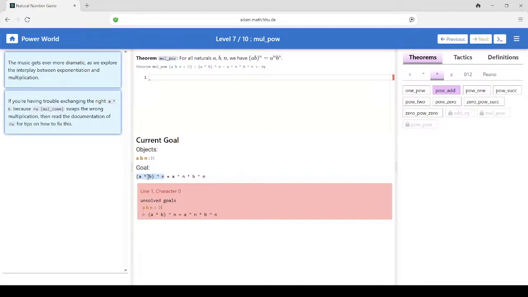Current goal. We want to prove that a times b to the power of n is the same as a to the power of n times b to the power of n. Okay, so it's kind of like the opposite of what we just did.